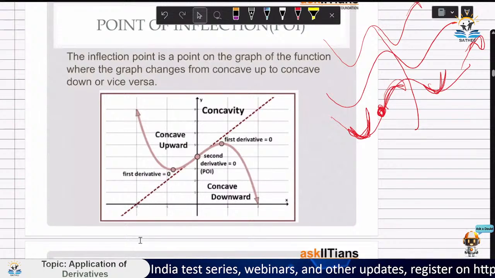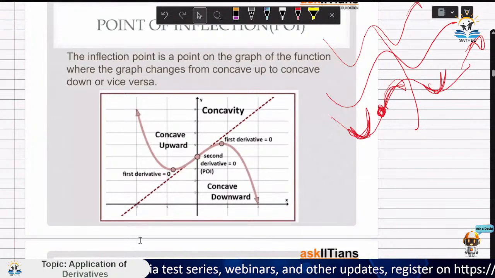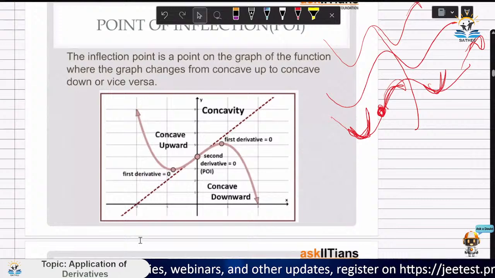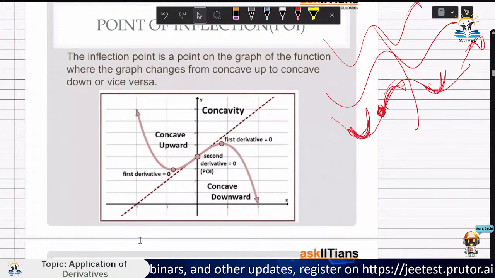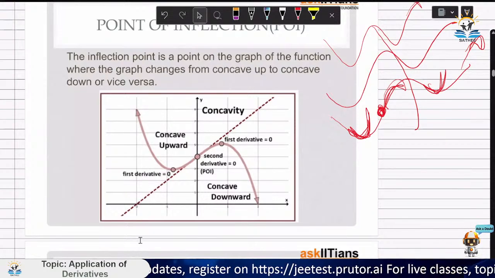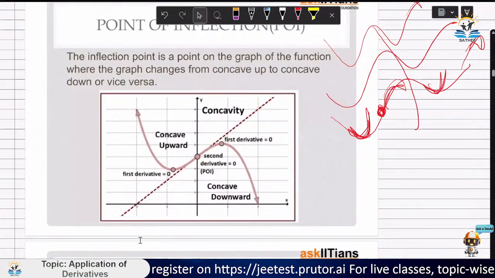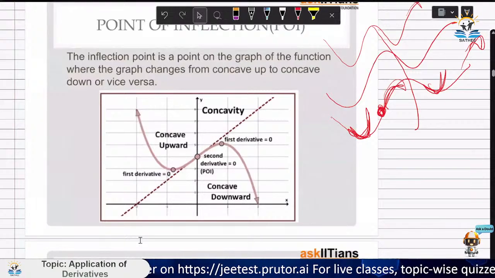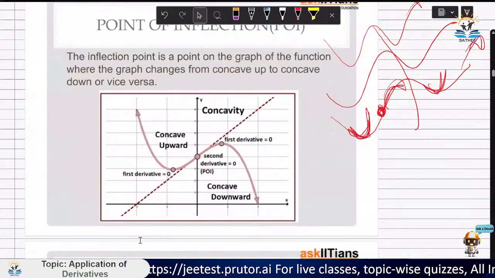Okay, so the next part. If x ln of ln x minus x square plus y square is equal to 4, where y is greater than 0, then what is dy by dx at x equals e?